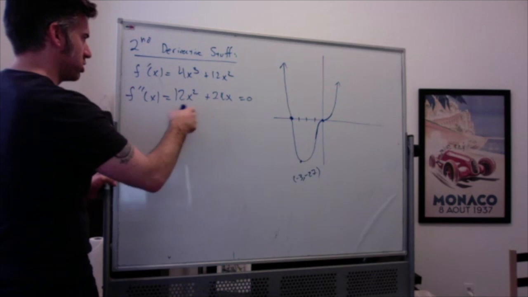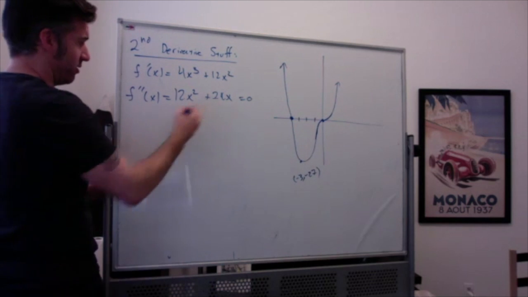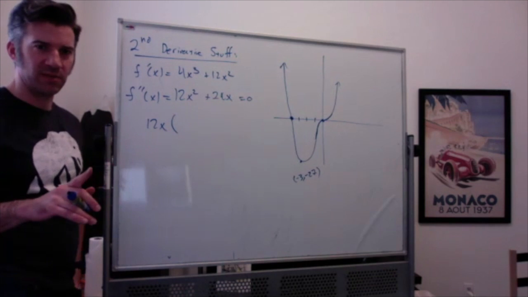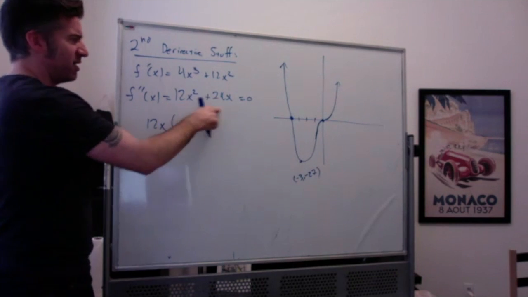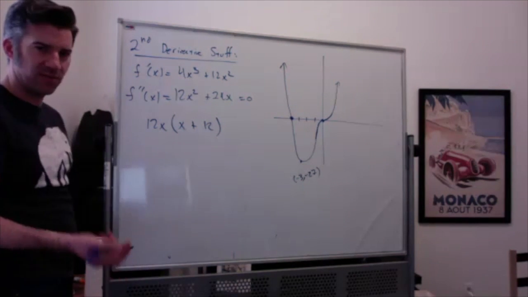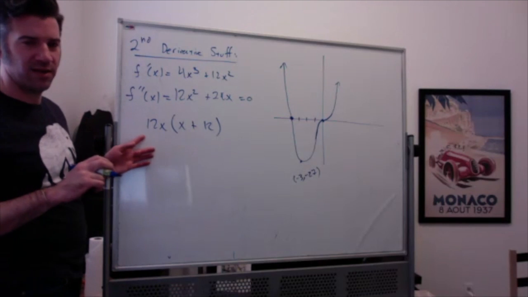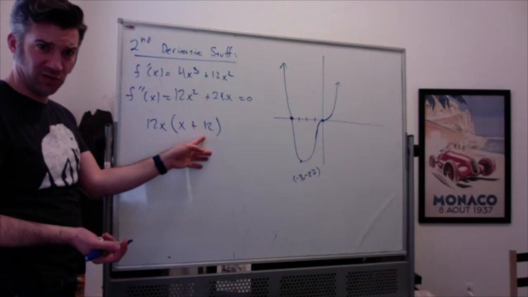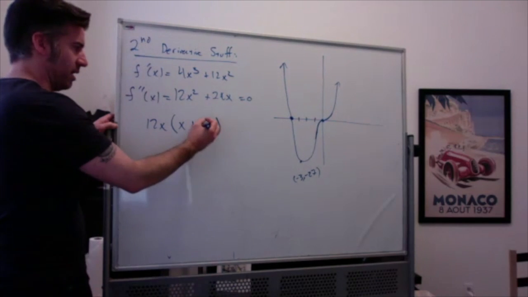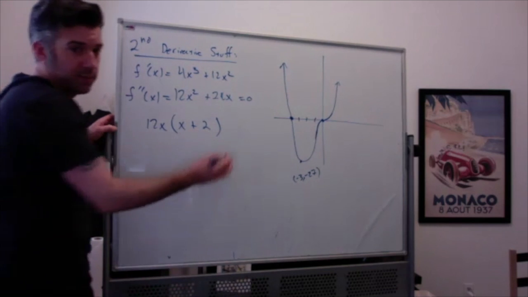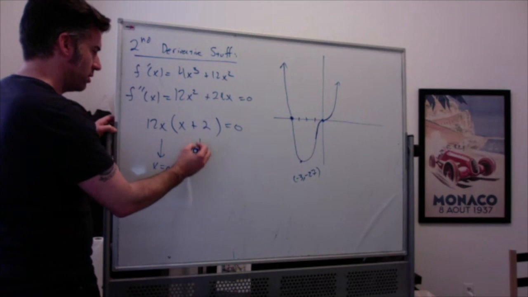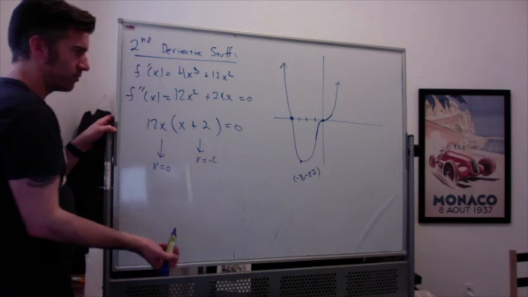So, sorry, brain, factor out 12x. And I've seen a number of people make the mistake recently where they factor out 12x from something like this and they get x plus 12. For some reason, people are factoring out a 12 and getting another 12 here when it should be a 2. I think they're thinking it's like 12 plus 12 is 24, but really, it's 12 times 2 is 24. Anyway, just be careful. And then we're going to get x equal to 0, and x equal to negative 2.